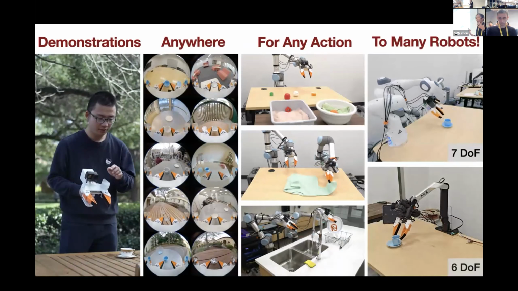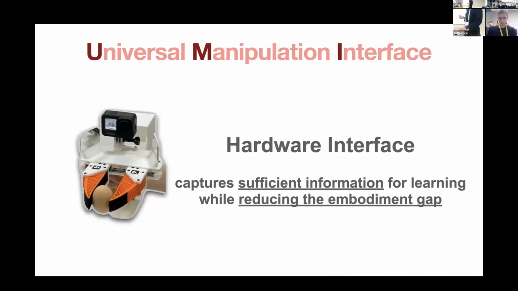So in our paper, we test this policy on 7-degree-of-freedom robots, 6-degree-of-freedom robots, expensive ones or cheap ones. In order to do that, we have a few carefully designed hardware and software interfaces to make sure that the data is transferable and reusable, right? From the hardware perspective, our goal is to make sure that the data collection device is able to capture sufficient information for policy learning but at the same time reduce the embodiment gap between the human data collection and the robot execution.